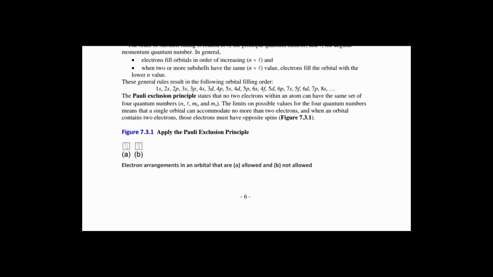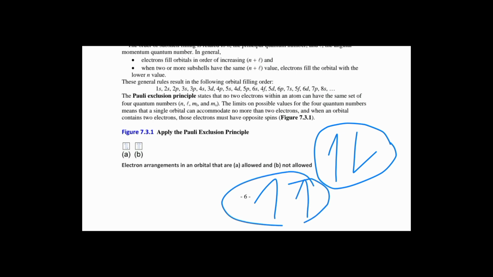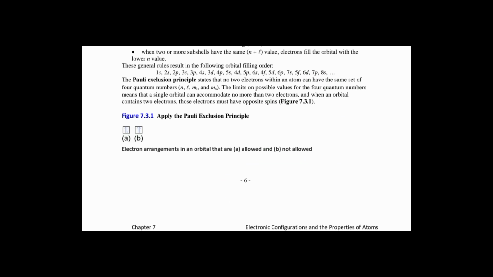If two electrons are present in an orbital, they have all the values the same, but they have opposite spin. Like I told you earlier, this is the opposite spin. You cannot write it like this. This is the wrong way. You can see here only A is allowed. A is correct and B is wrong.